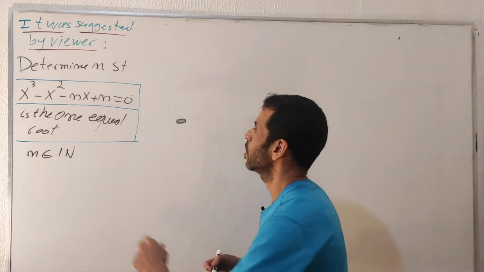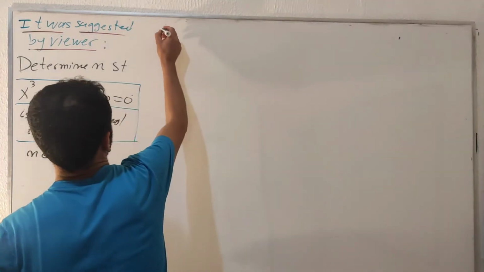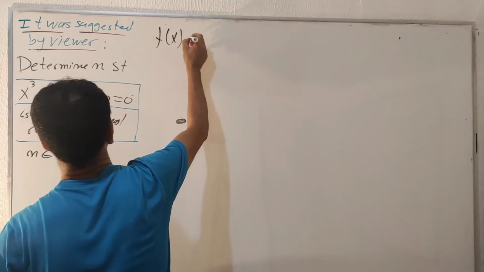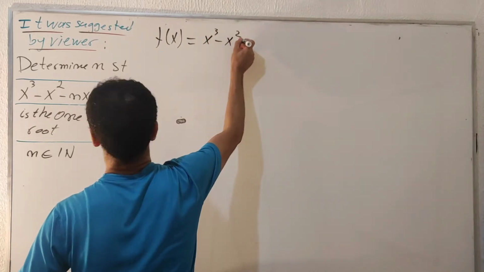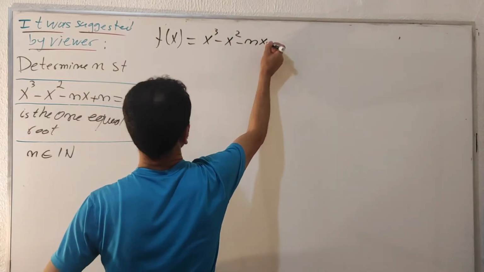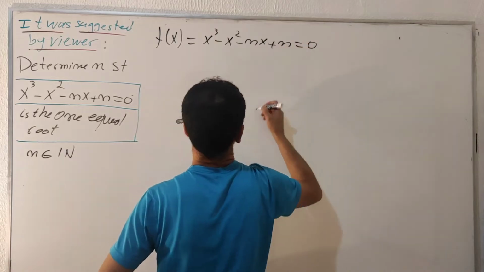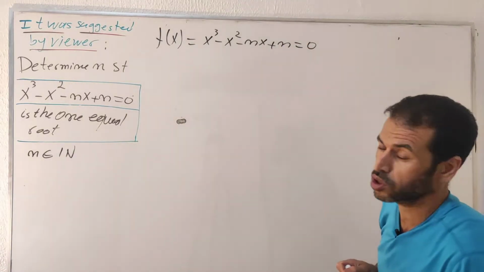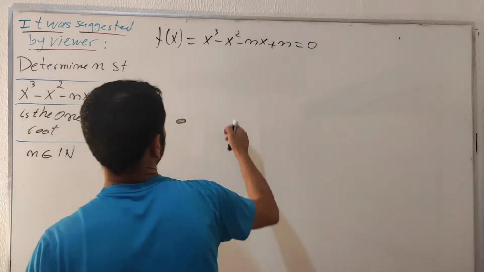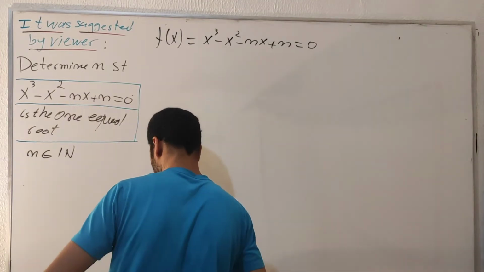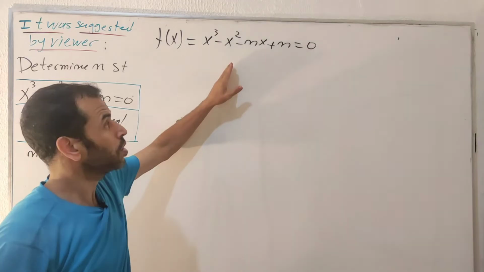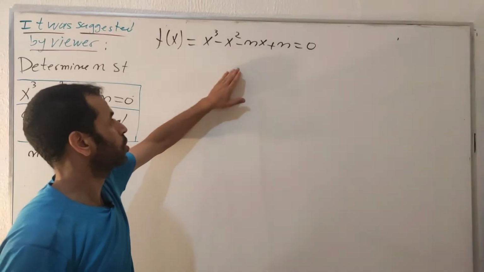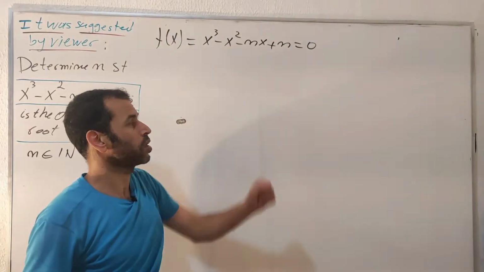Okay, let's go through this one. Let's put this on the form of the function or polynomial f of x equals x cubed minus x squared minus nx plus n equals 0. They give us this equation equals 0. So n and x are unknown variables here. What's the value of n as a natural number that makes this polynomial accept only one root?